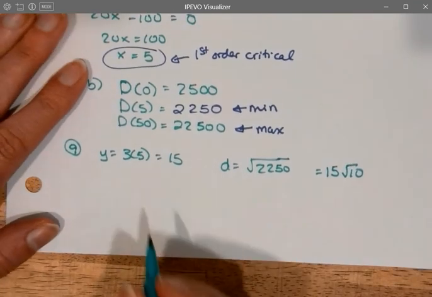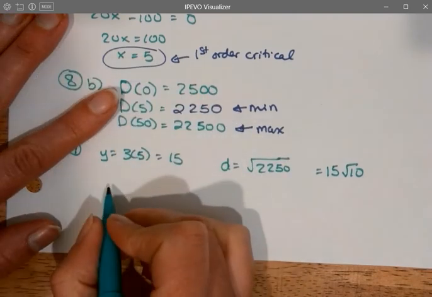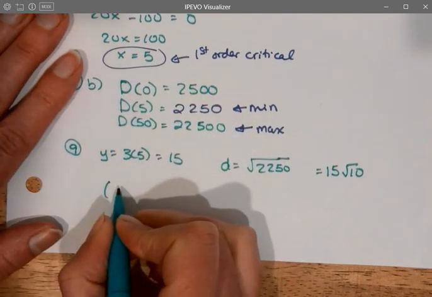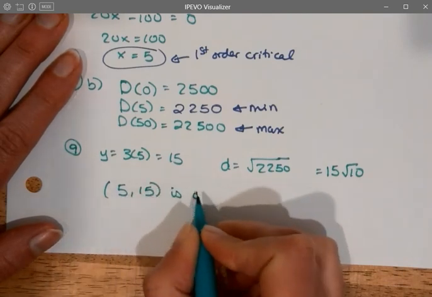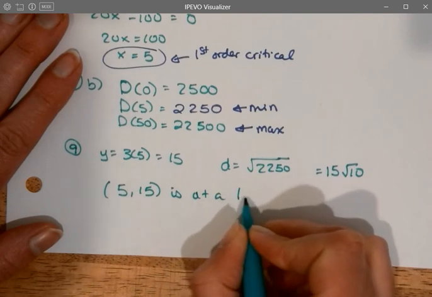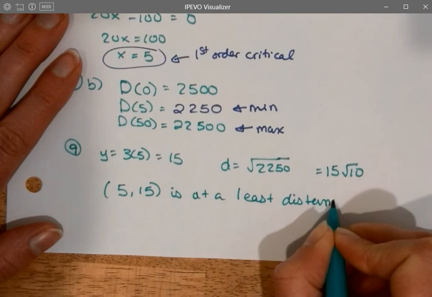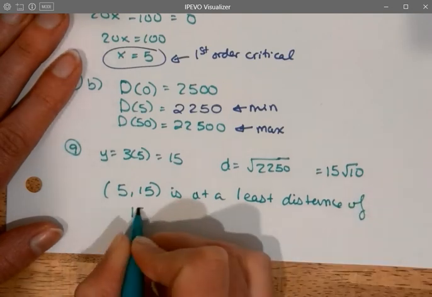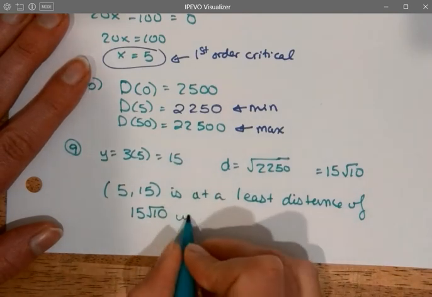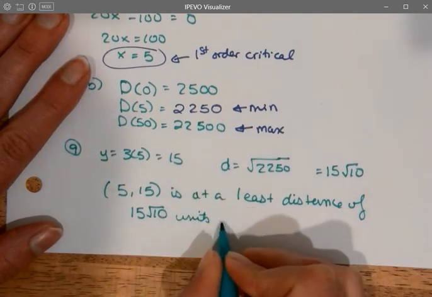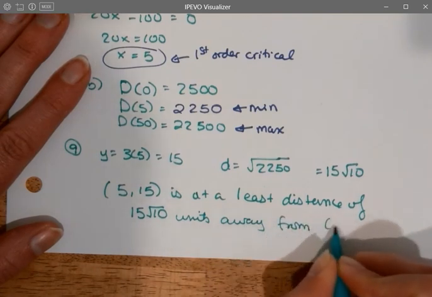So getting our conclusion, we have the x value was 5, the y value is 15. So 5, 15 is at a least distance of 15 square root of 10. I don't think I have units on here, so units away from 50, 0.